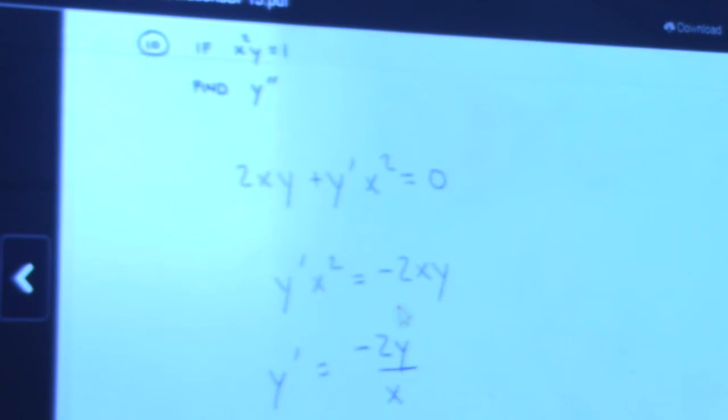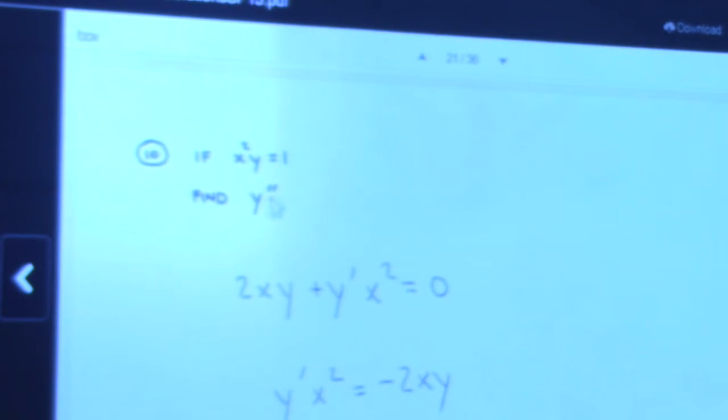Another implicit differentiation problem, asked to find y double prime. If you did your homework, you know that sometimes that can be messy, because the original function appears in the derivative, and you have to replace it in there.